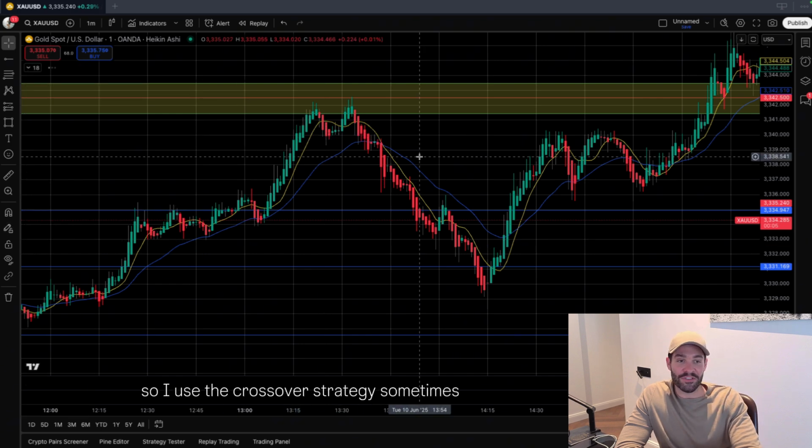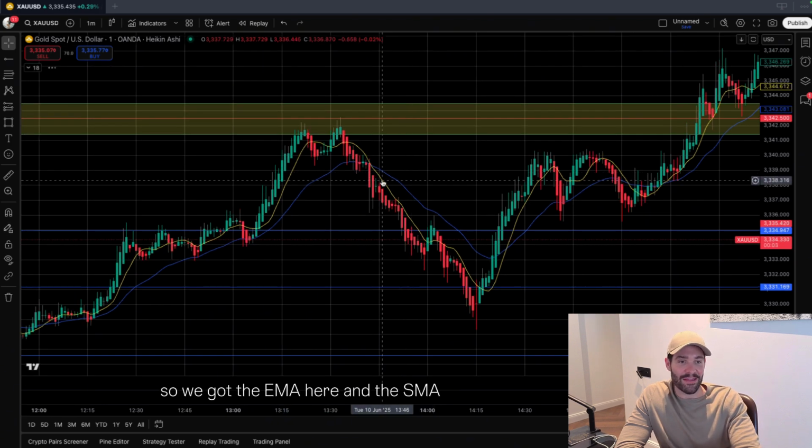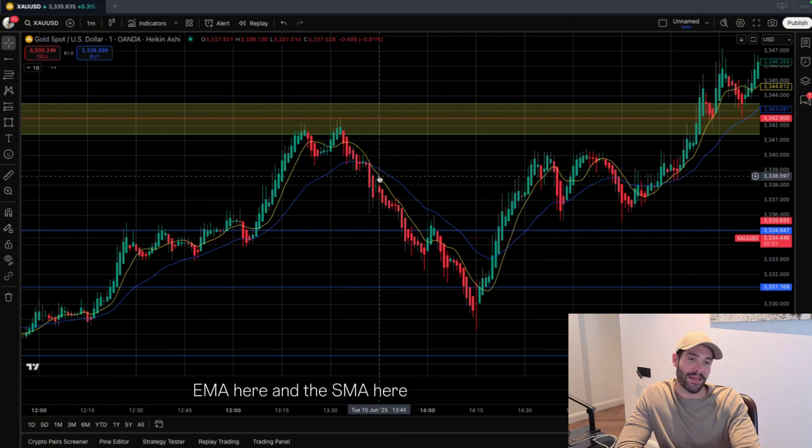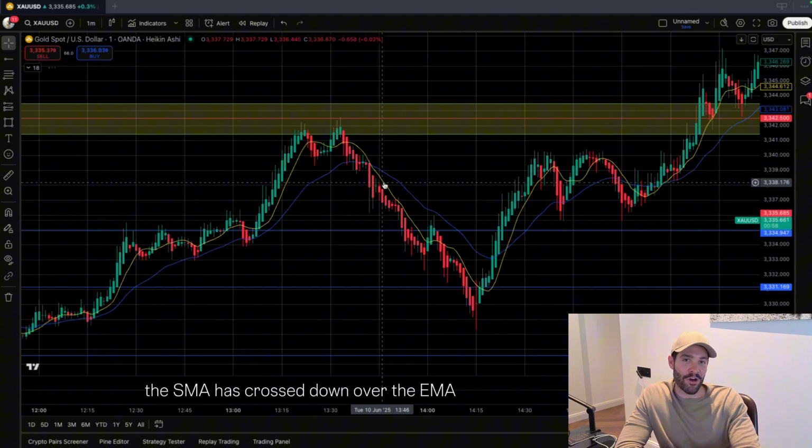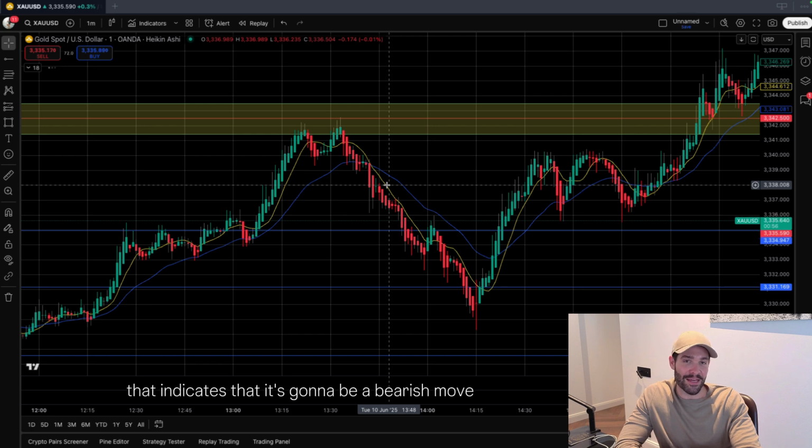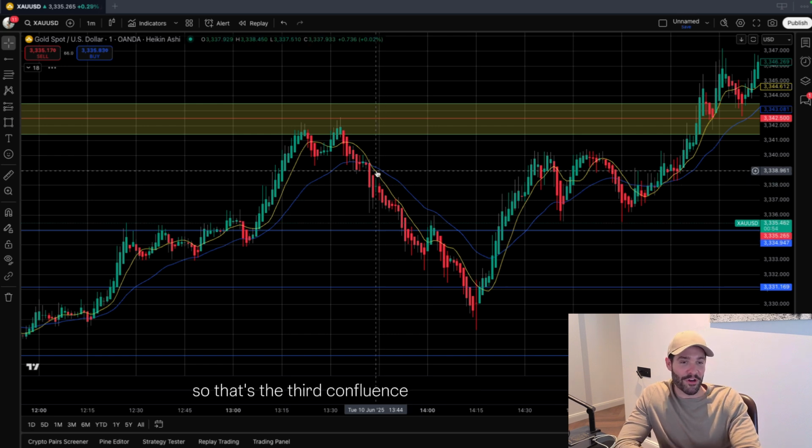So I use the crossover strategy sometimes. We've got the EMA here and the SMA here. The SMA has crossed down over the EMA. That indicates that it's going to be a bearish move. So that's the third confluence.